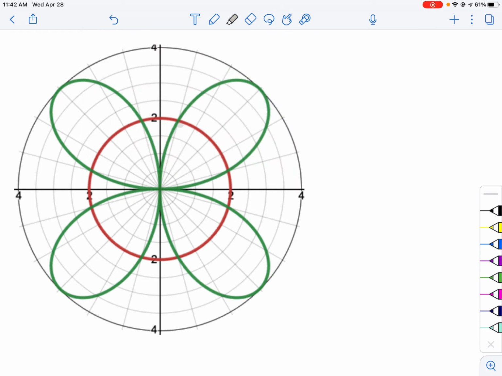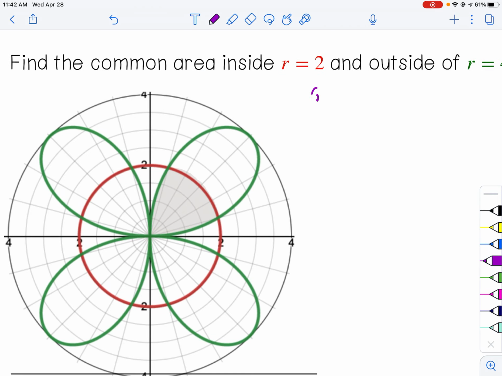So the overlapping area is going to be this stuff in here between the red and green curves, and we have 4 of those sections and they're identical. So let's find one overlapping section and then just multiply our answer by 4. So the first thing we need to do is figure out what those intersection points are, and we're going to work in the first quadrant.